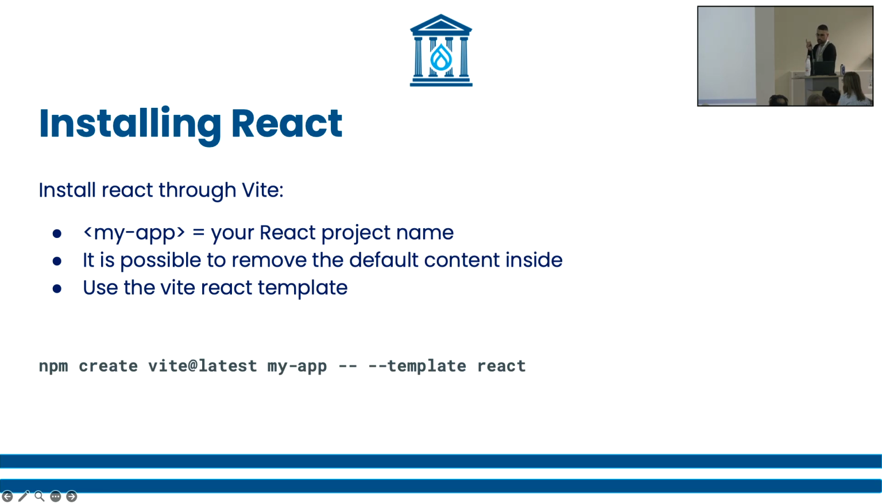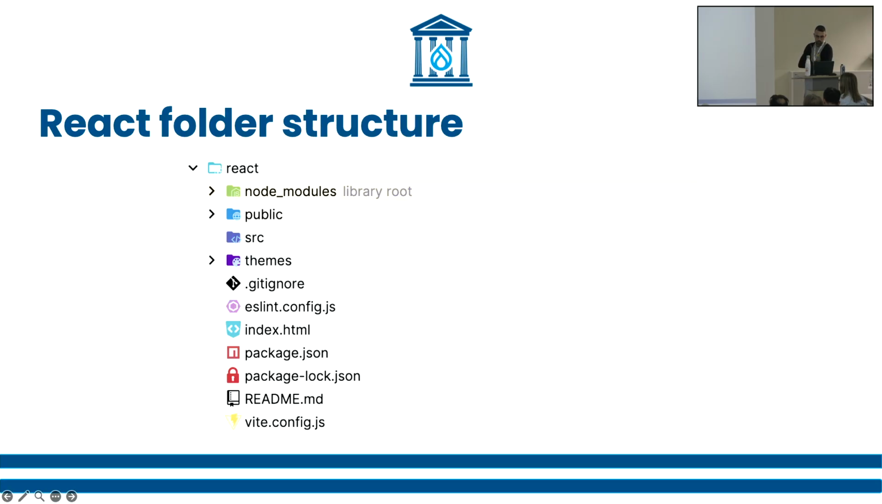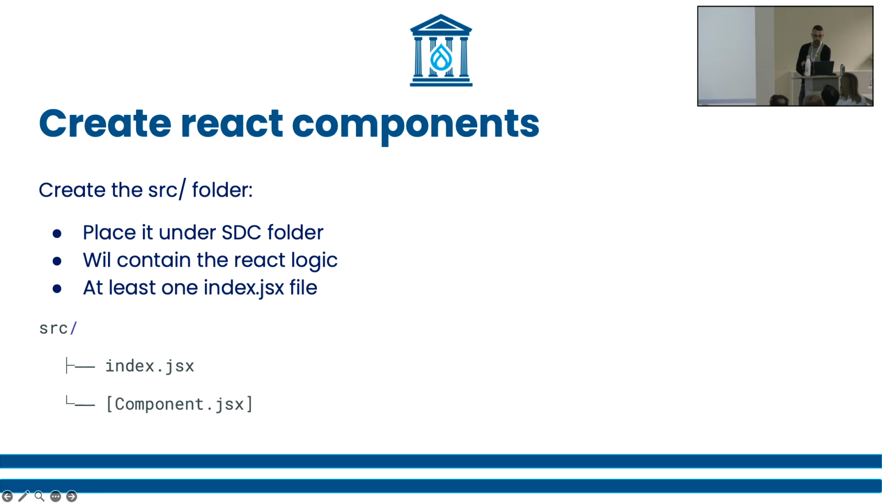First, inside our custom theme, we install the React codebase using the Vite build tool by running this command: npm create vite@latest my-app -- --template react. We simply named it react in this demonstration, but you can use whatever name you prefer. Once React is installed, it may look like in this screenshot. We will use the src folder to write the common component logic, like the store file, API, and so on.